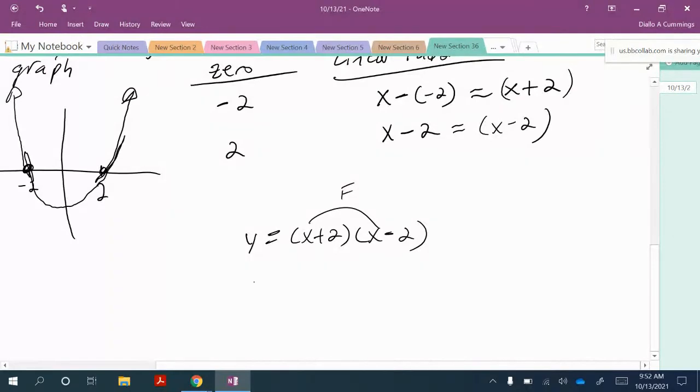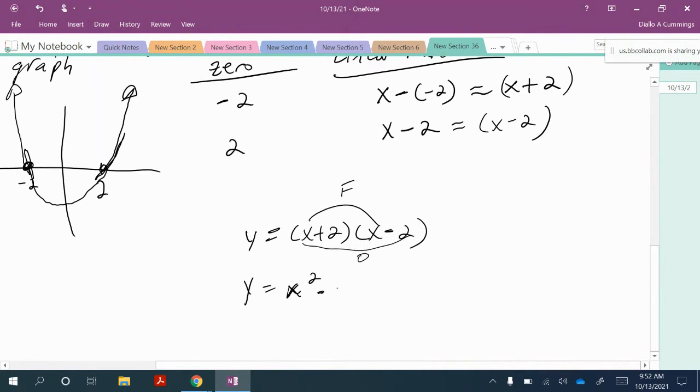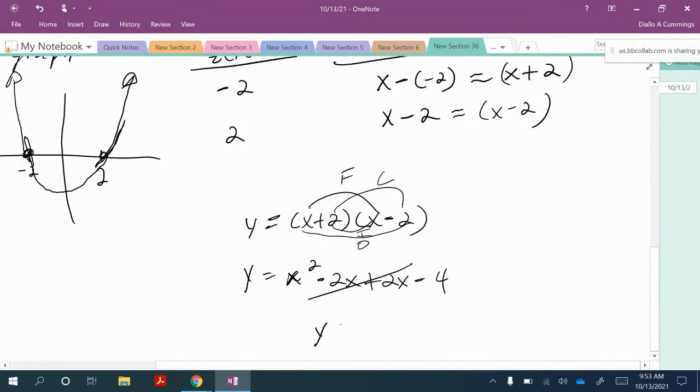So x times x is x squared. I can multiply my outermost terms. -2 times x is -2x. I can multiply my innermost terms. 2 times x is 2x. I can multiply my last terms. A positive times a negative is a negative. 2 times 2 is 4. The 2x terms cancel, so the equation we have is y equals x squared minus 4.